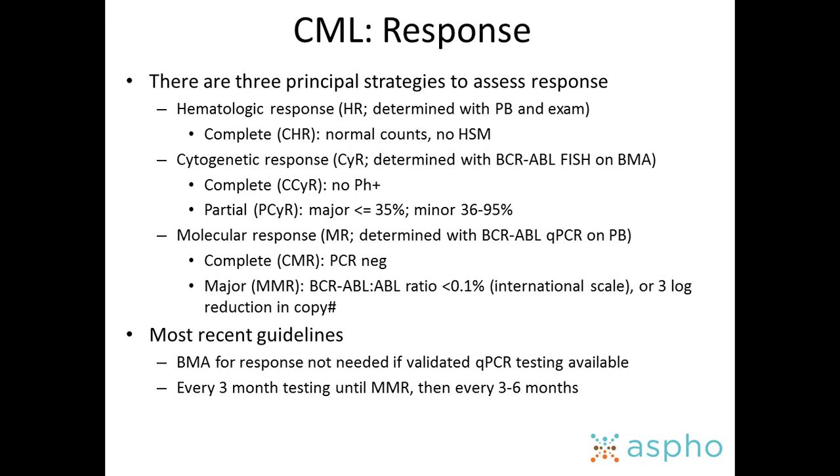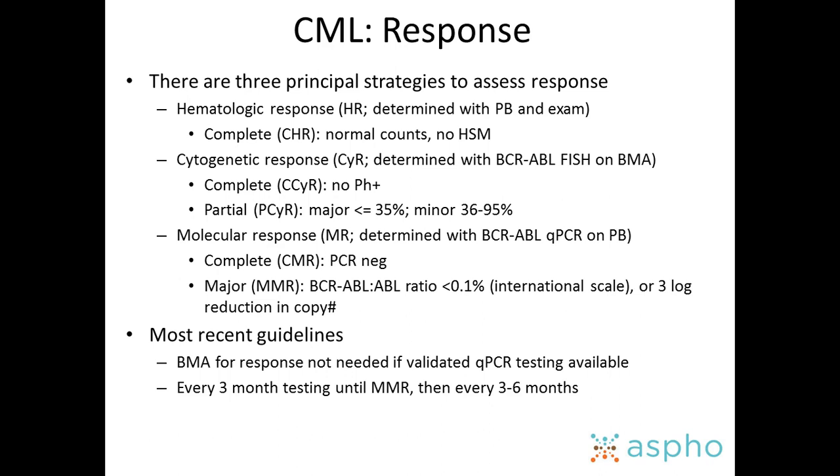This is the use of quantitative PCR on peripheral blood to give the percent of BCR-ABL transcripts by an international standard. And so a complete hematologic response is total normalization of counts and splenomegaly. For cytogenetic response, a complete response is not being able to detect the BCR-ABL by FISH. A partial response is either a major response, less than 35%, or a minor response, greater than that. And then a complete molecular response would be PCR negative. Typically, that's felt to be a 4.5 log reduction in the number of transcripts, which gets below the level of detection of most modern tests. A major molecular response is having that international standard percentage below 0.1%, or a 3 log reduction in transcript numbers.